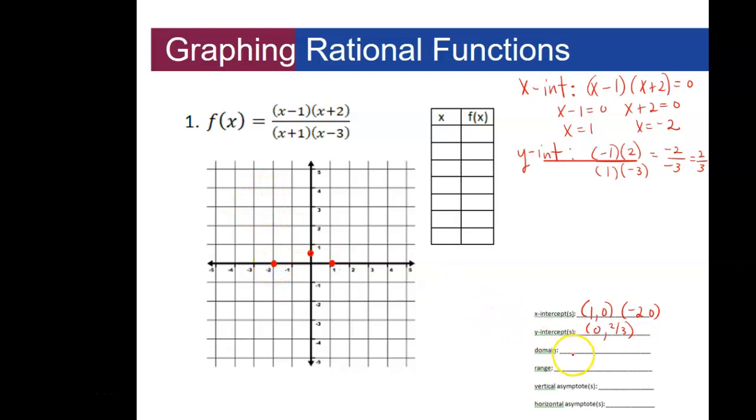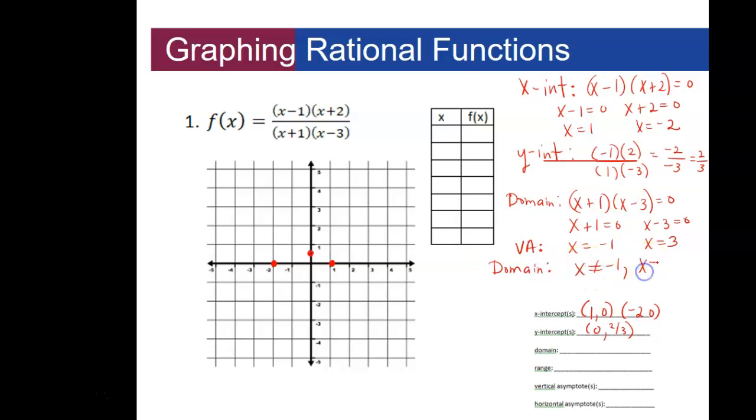Okay, my domain is going to be coming from the denominator. So if I set this denominator equal to 0, I'm going to get negative 1 and 3. So basically what I have found here is my vertical asymptotes, and my domain is going to be x cannot be negative 1 and x cannot be 3.